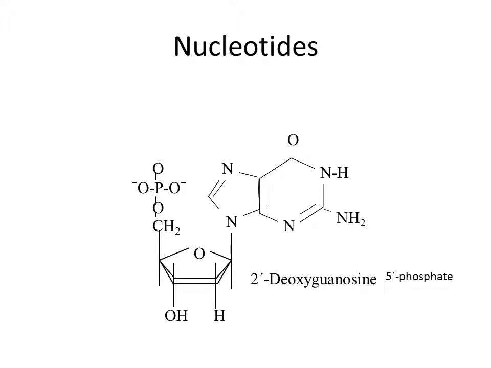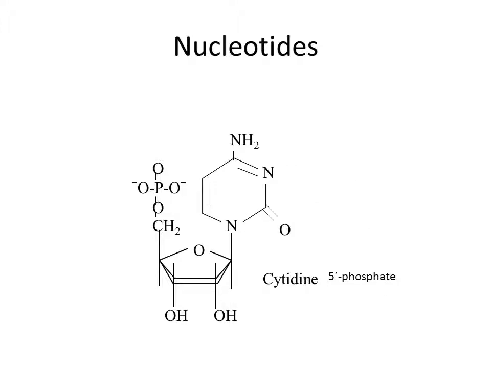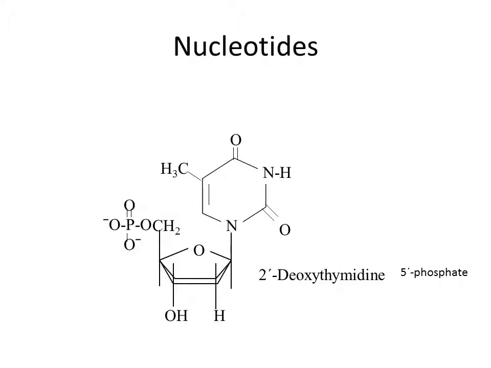Deoxyguanosine phosphate would be the nucleotide made from guanine phosphate and deoxyribose. And this is cytidine phosphate and deoxycytidine phosphate. Now, uridine phosphate is only found in RNA, and deoxythymidine phosphate is only found in DNA.